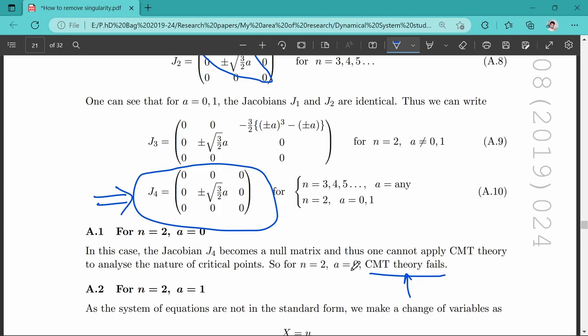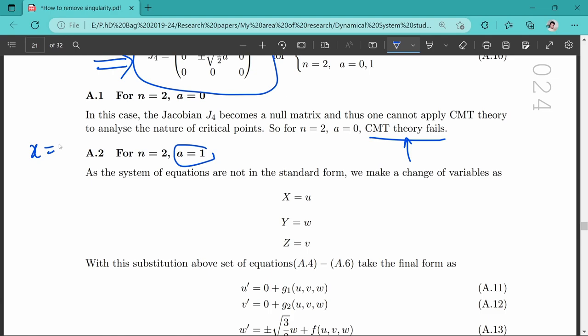Now consider that a is 1. What does it tell you? It tells you that x is positive, which means we already know that the point becomes unstable. However, we want to understand how it manifests from the CMT. Therefore, you can again define new variables, capital X, Y, Z, in terms of U, W, and P.